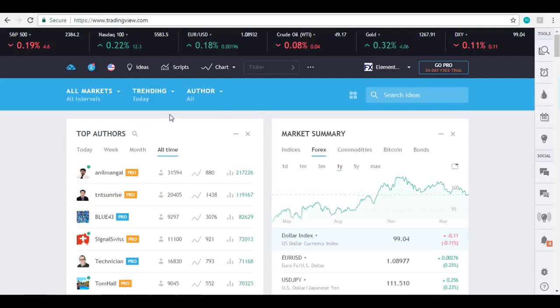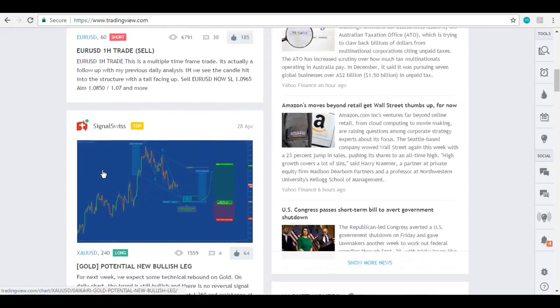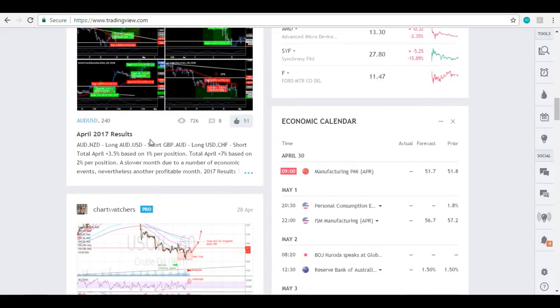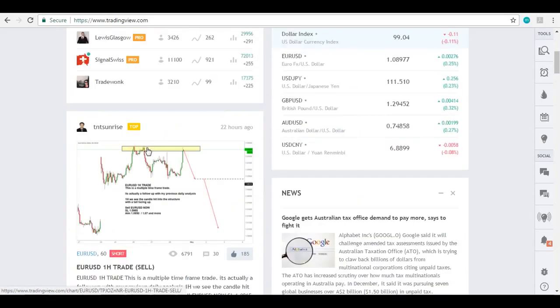This is the homepage, and if you were to arrive on this page, you can see that we have the top authors of all time, of the month, of the week, or for today. Essentially, these are the people who have contributed significantly in the form of posting their analysis or different trade setups. As you can see below, we have the different types of analysis by different authors, and this is where the top ones make it to the home page.